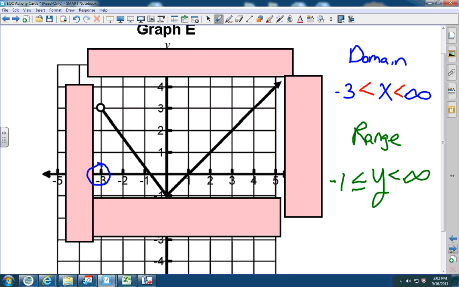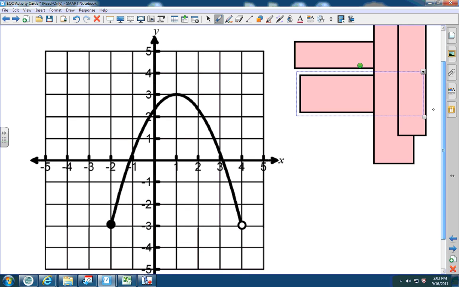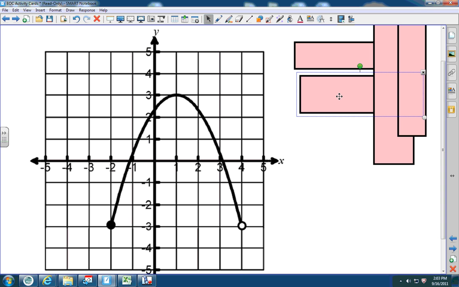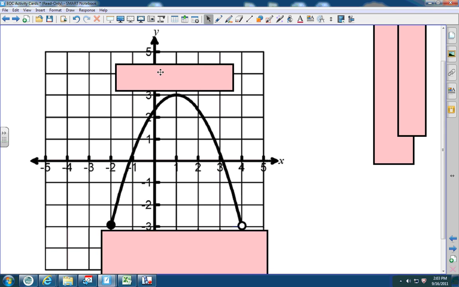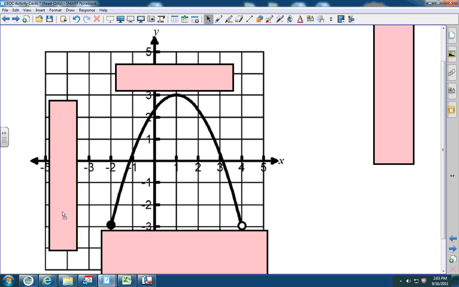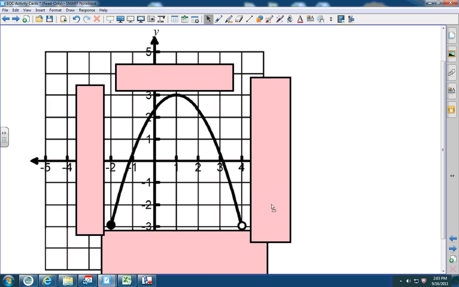Next one. I would go and pause the video if I were you and see how you do. In this case, here we go. I'm going to make my box in my graph. All you're doing by boxing it in is trying to get a general idea.